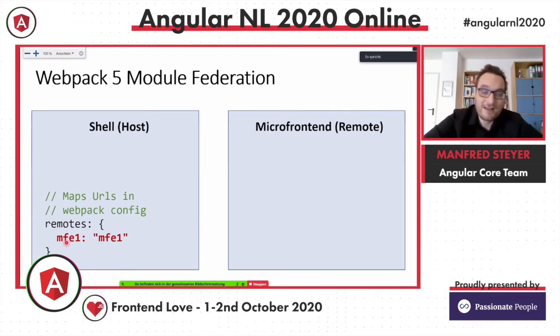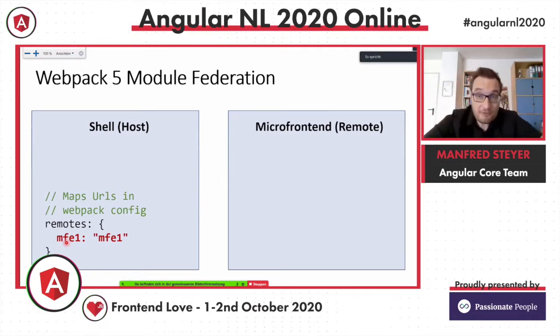Would be a nice example if you ask me. In this case, everything is mfe1. Please note that this does not say anything about the location of the microfrontend. For providing the location, there are several options. But we will talk about this later.